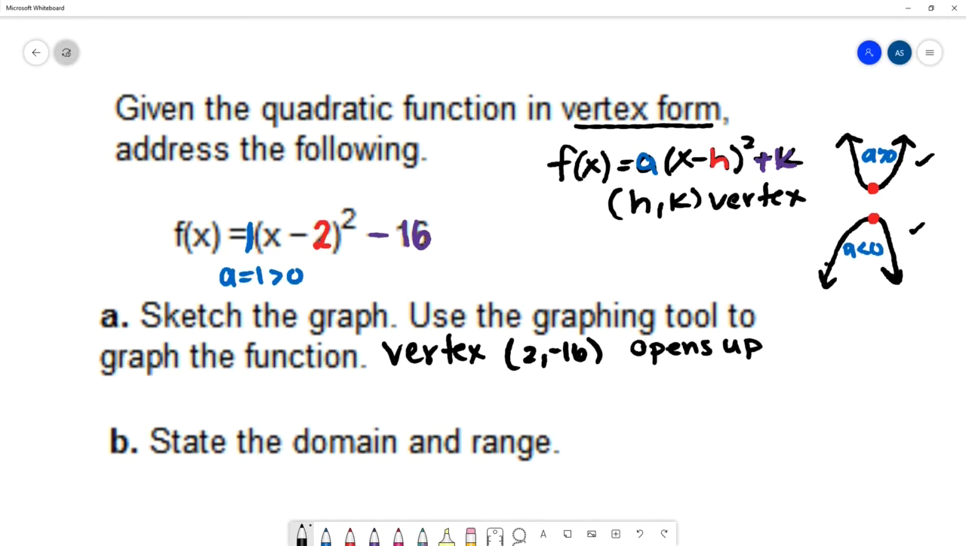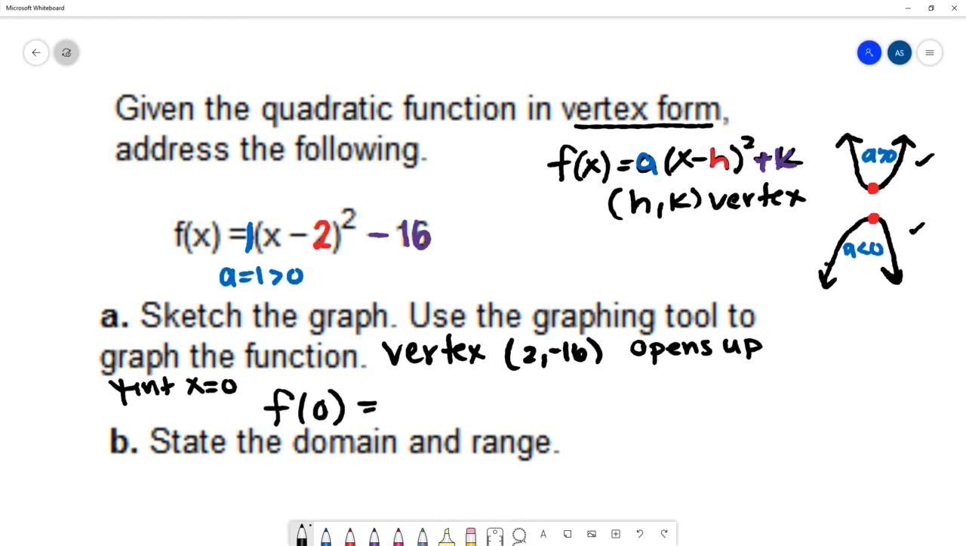Now, most likely you're going to be completing this problem in my math lab, and so just knowing that it opens up isn't enough to use that graphing tool. So you'll need a second point on the graph. And for that second point, we can choose any ordered pair we want. An easy point to choose would be the y-intercept. So if we want to find the y-intercept, we would let x equal 0.